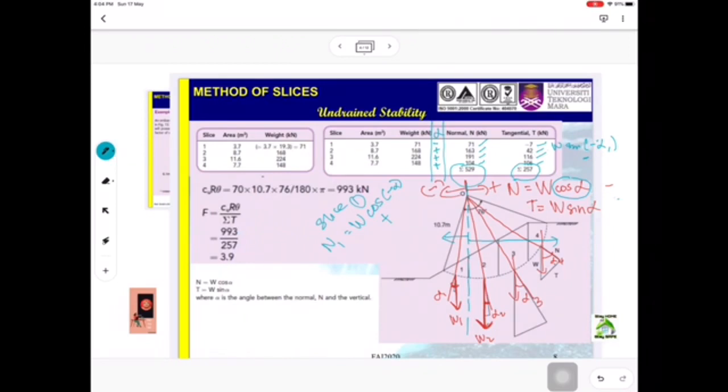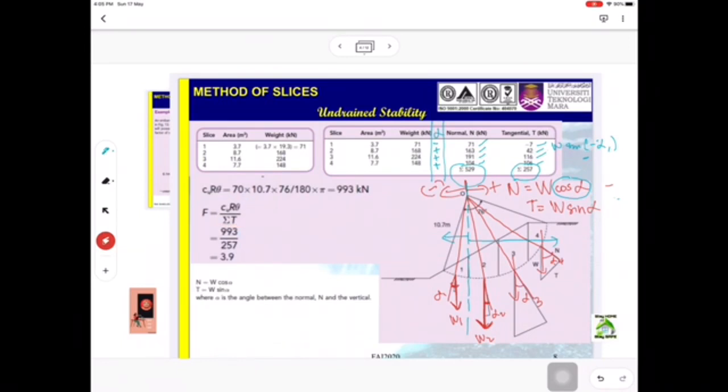Okay, so CU, FOS is equal to CU R theta over summation of T. Okay, so where is N? Where is N in this formula? Why is there no N? Why? Anybody can answer?